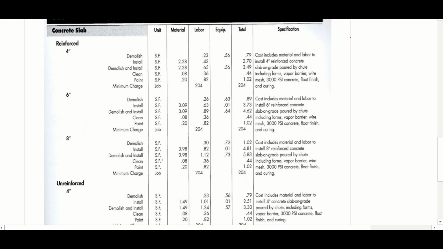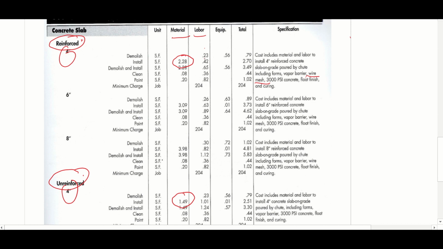Be sure when you're estimating your jobs, you specify in advance if it is a reinforced concrete slab or an unreinforced concrete slab. When you look at the costs of a reinforced job versus an unreinforced job, pay attention to both the material and the labor. For a reinforced, the material is going to be $2.28 per square foot, and the unreinforced is $1.49. What you're paying for is that wire mesh. That's the additional material there.